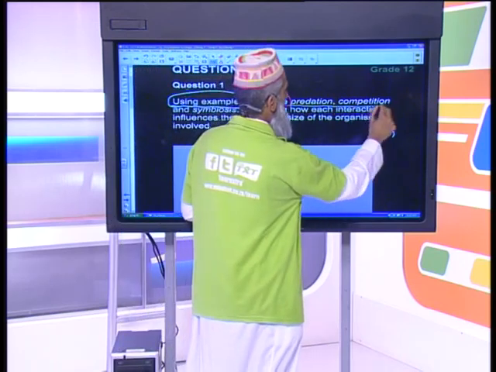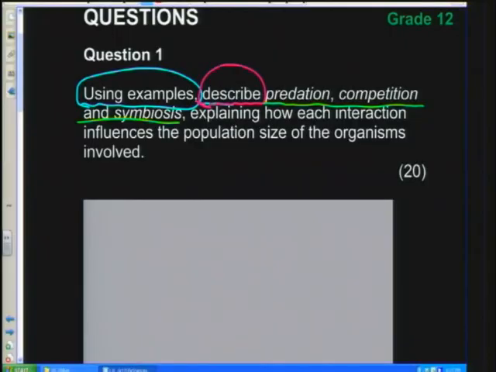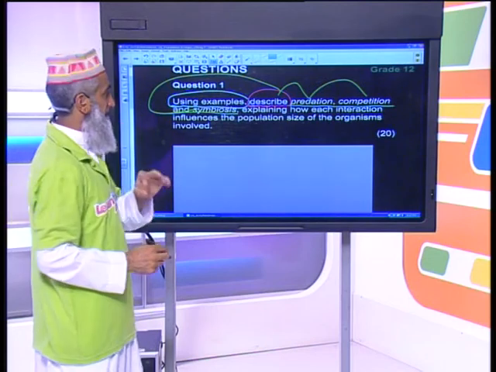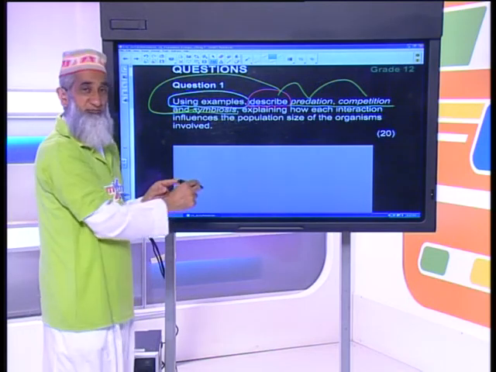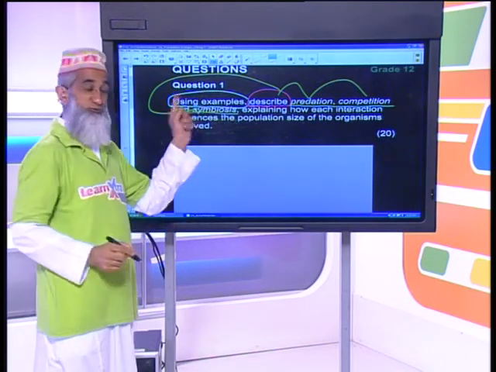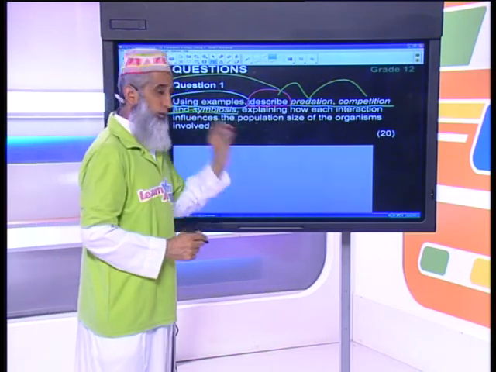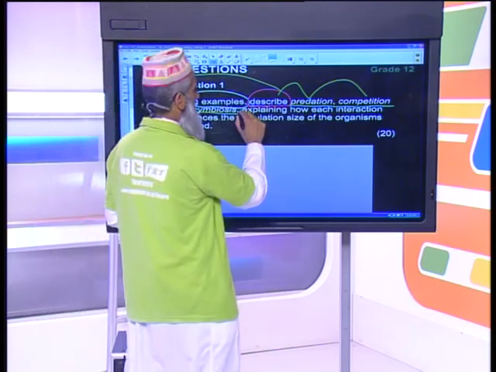Predation, competition, and symbiosis. Three things. What must you describe? You must describe predation, competition, and symbiosis. Three things that you have to describe. And how must you describe it? You must use examples while you're doing that. And what about it? What's the next verb?